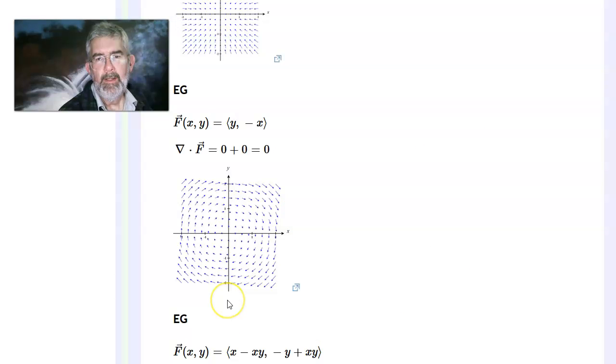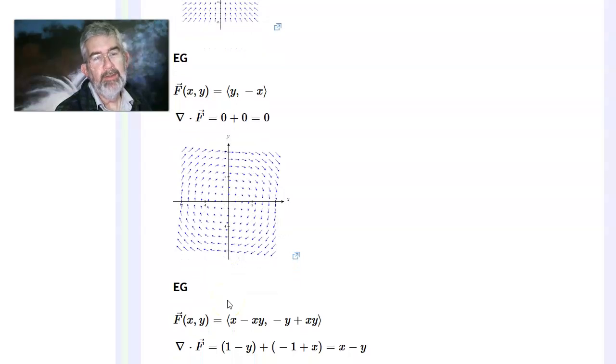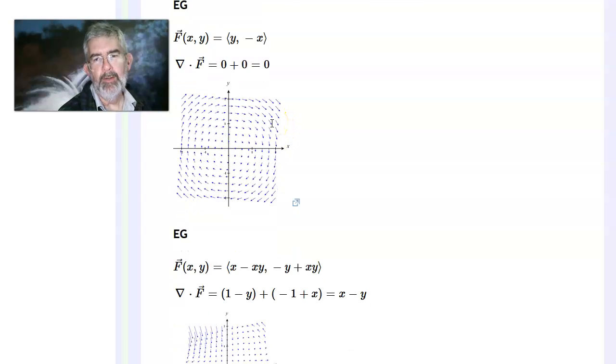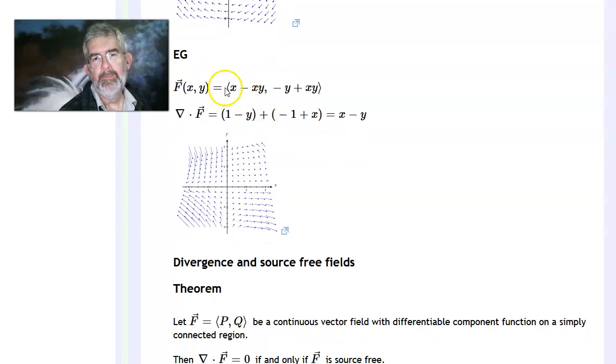Back here. Now, it's not always the case. In fact, the very first example we did, it's not always the case that the divergence is a constant. Right? We saw one already. Here's another one where f of x y I have as x minus xy comma minus y plus xy. The divergence, or del dotted with f, I rarely use div of f like the book does. I choose this del dotted with f. So anyway, partial of the first with respect to x is 1 minus y. Partial of the second with respect to y is minus 1 plus x. Add those together, the 1 and the minus 1 go away, and I end up with x minus y.